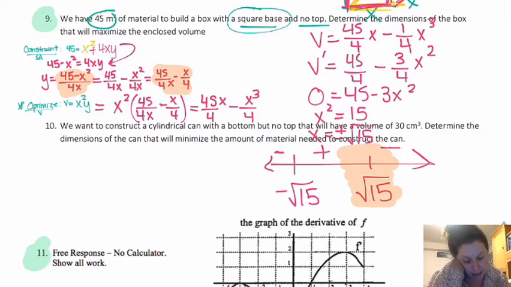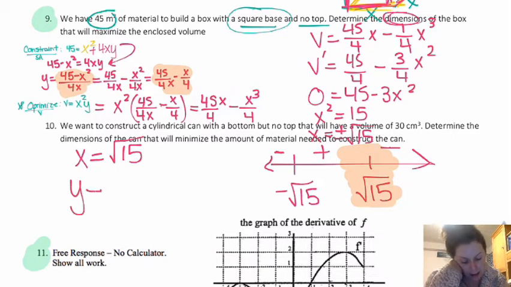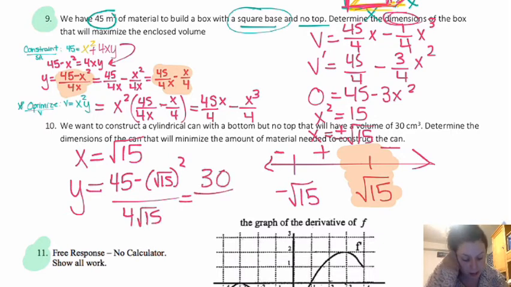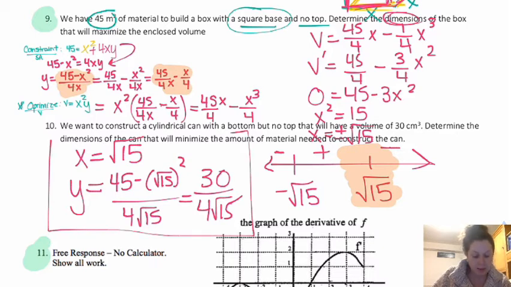So that tells me, and it wants the dimensions, that x is going to be radical 15, right? And y is going to be, we need to plug back into there. You can plug back into either spot, but 45 minus radical 15 squared over 4 radical 15. That's 45 minus 15, so that's 30 over 4 radical 15. And you can reduce that, but it doesn't say simplest form or anything. So your dimensions would be x and y, and those are each in meters.